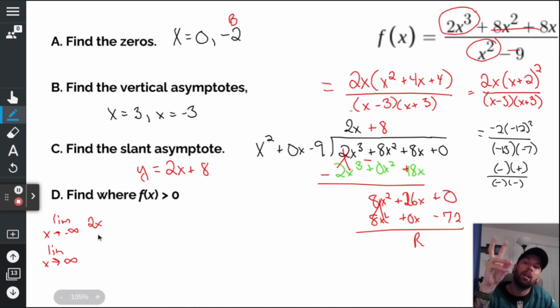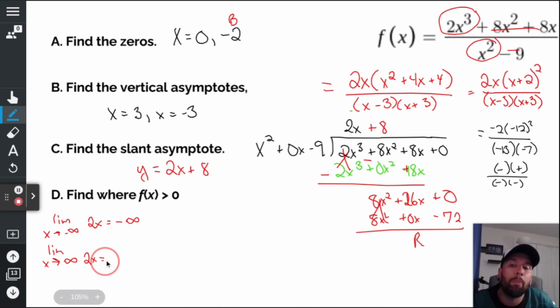If I plug in -infinity, 2 times -infinity is -infinity. Similarly here, 2x. If I plug in infinity, it's going to be infinity. So I know that going to the left, this guy is heading downward, and going to the right, this guy is heading upward. What else do I know?